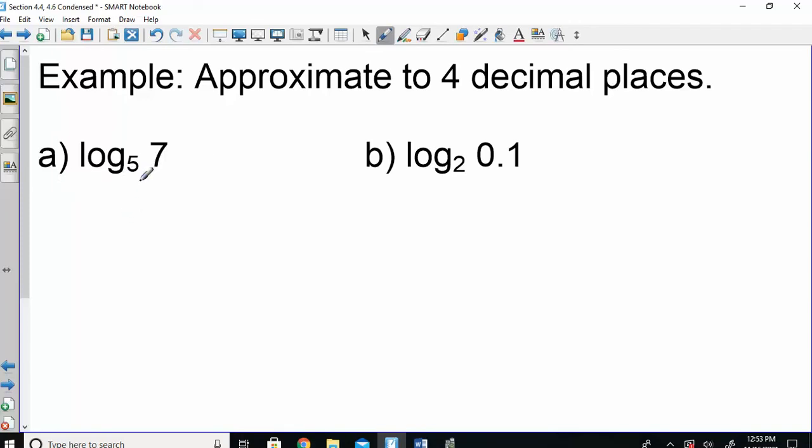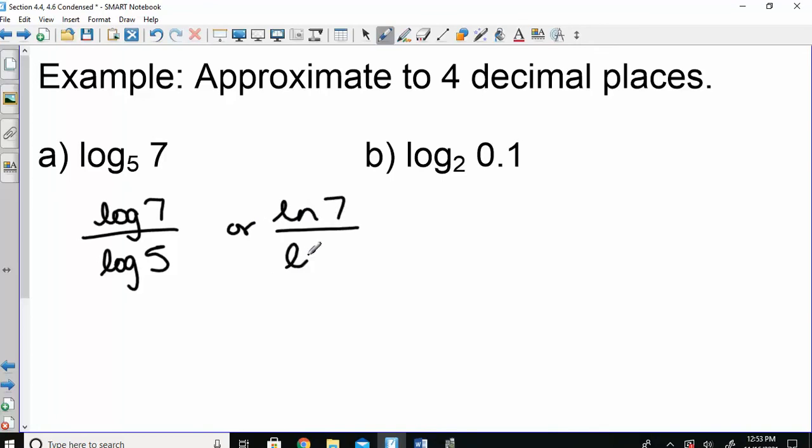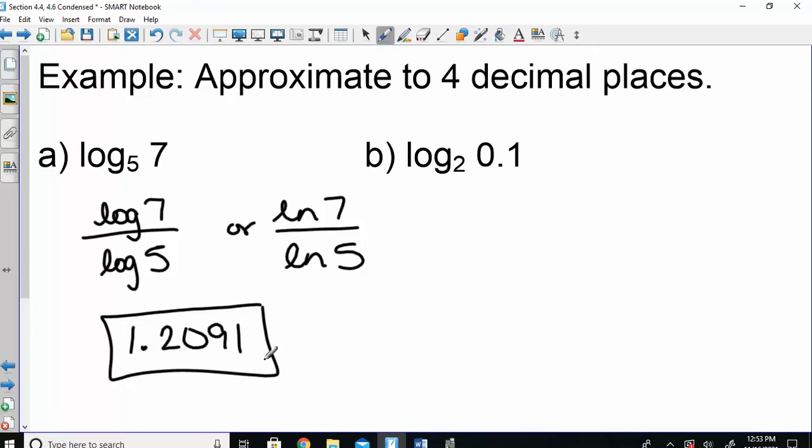So if I asked you to find log base 5 of 7. Okay, you could set it equal to x and go through that whole process that I just did. But if you remember your formula, it's just the log of the argument divided by log of the base. You could also choose to do natural log of the argument divided by the natural log of the base. You will get the same answer both ways. So that's the work. You have to write one of those down. And then we divide them. I said 4 decimal places, so you get 1.2091.